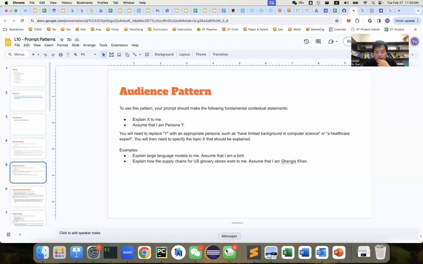Also like Jason's: explain C++ arrays to me, assume I'm familiar with Python. When you Google, there are always a lot of cheat sheets, quick guides for Python developers to learn C++, something like that, right? So this will be a very good and effective way to learn and generate those.